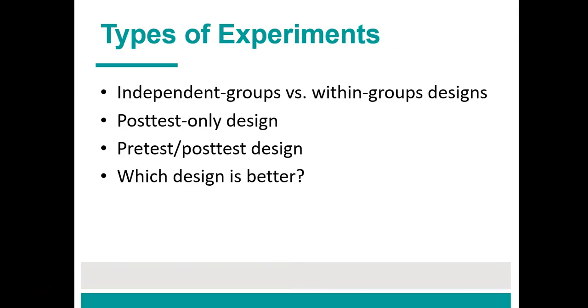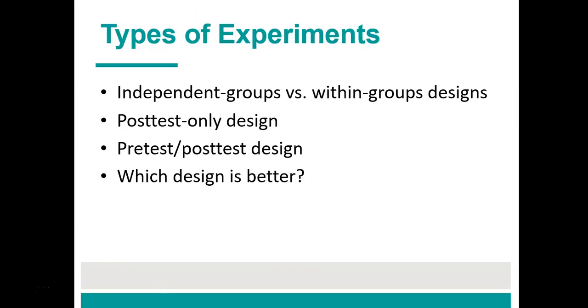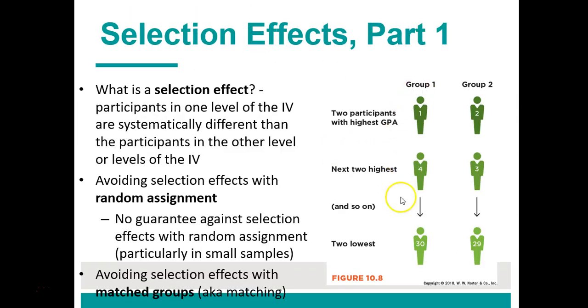Types of experiments, we're going to talk about independent versus within groups design, post-test only, pre-test, post-test. So an independent groups or between subjects design is when you have different participants at different levels of the independent variable. Okay, we have different people in different groups. Kind of like this design here where we've got one group that gets the memory test or the memory skill, and those are different than the people who are not taught the memory skill.